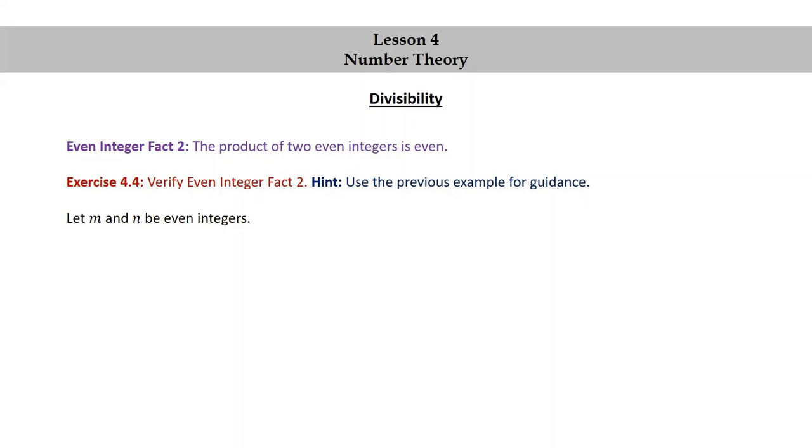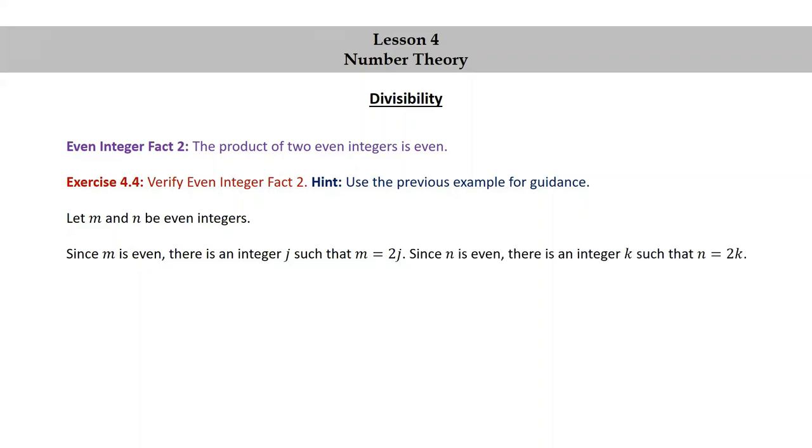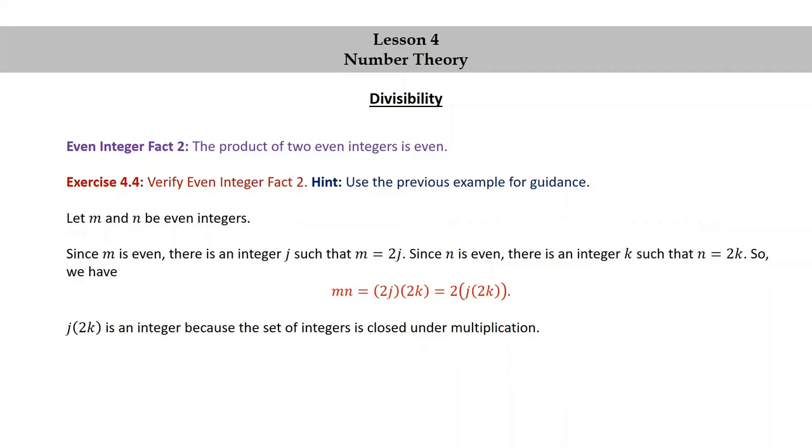Let m and n be even integers. Since m is even, there is an integer j such that m is equal to 2j. Since n is even, there is an integer k such that n is equal to 2k. So we have m times n is equal to 2j times 2k by direct substitution, which is equal to 2 times j times 2k because multiplication is associative in the set of integers. j times 2k is an integer because the set of integers is closed under multiplication. It follows that mn is even.